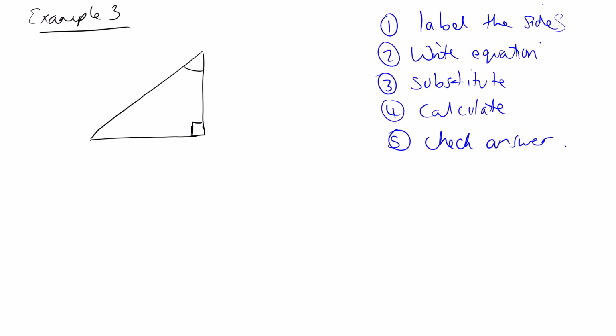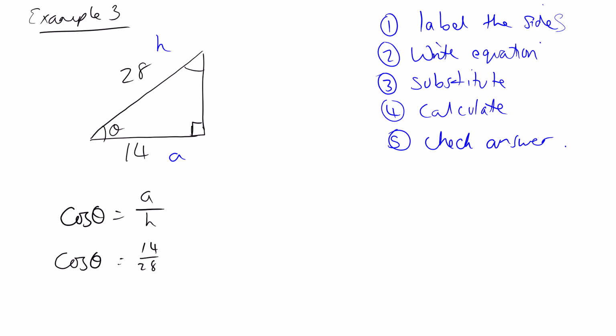Okay, and final example. We are going to have an angle theta this side this time, 14 and 28. So we want to work out the angle theta. Now, using these steps, it doesn't matter what we're working out. We follow the same 5 steps. So label the sides first, hypotenuse and adjacent side. Then we write out the equation. So this time we've got cos theta equals A over H. Then we substitute. So cos theta is 14 over 28.